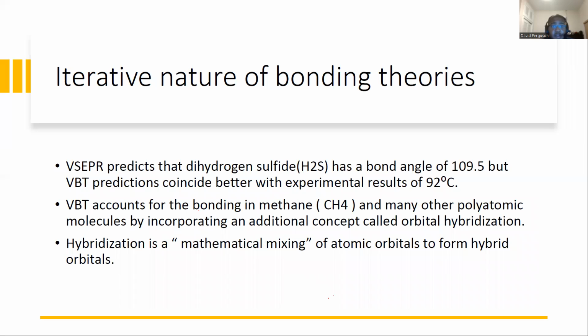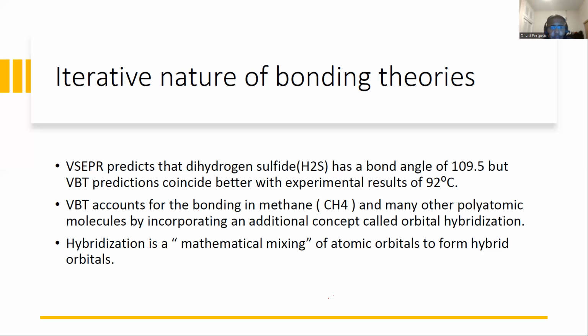VSEPR predicts that dihydrogen sulfide, which is what I was pointing to earlier, has a bond angle of 109.5 degrees. But VBT says it should be 92 degrees, not 92 degrees Celsius. Its predictions coincide better with the experimental bond angle of 92 degrees. So VSEPR gives us an idea, and VBT gives us a further, more complete explanation.